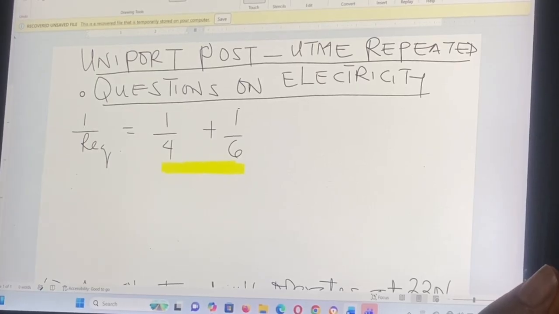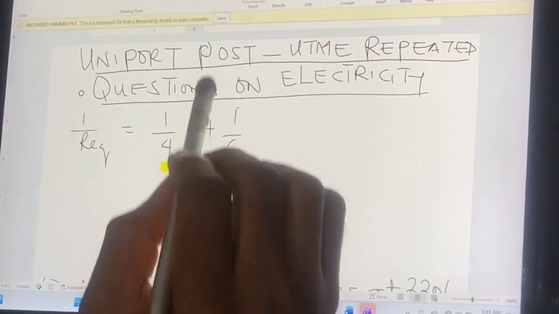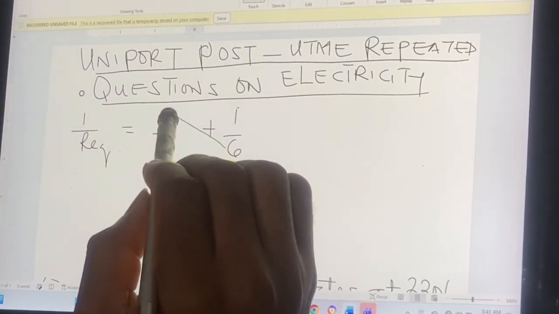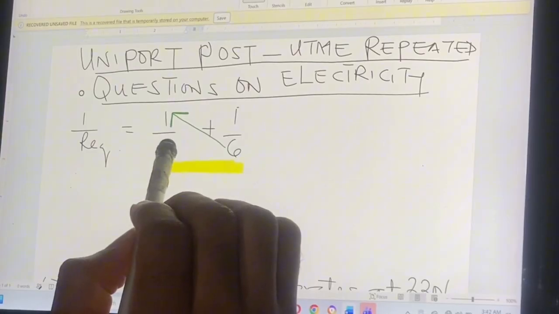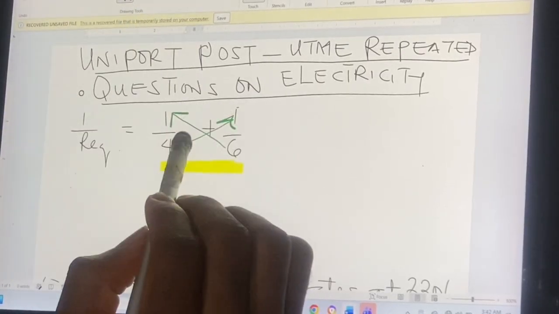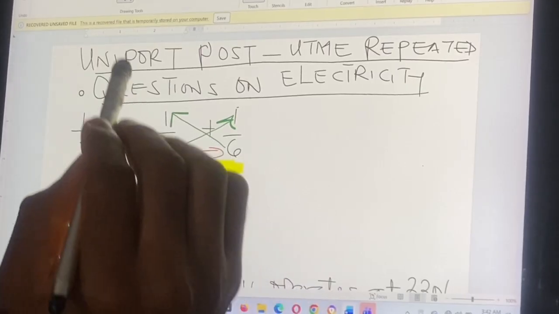Please take note, there's a shortcut here called the butterfly method. That means the denominator on your right-hand side will multiply the opposite, and the denominator on your left-hand side will multiply the opposite, while both denominators multiply themselves. We call it the butterfly method.